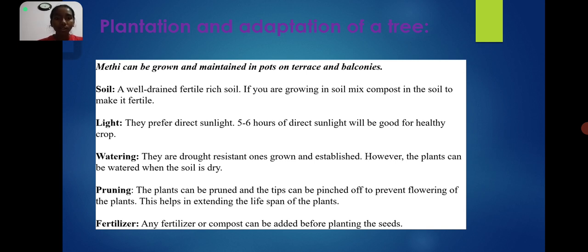Watering. They are drought resistant once grown and established. However, the plants can be watered when the soil is dry. Pruning. The plants can be pruned and the tips can be pinched off to prevent the flowering of the plants. This helps in extending the lifespan of the plants. Fertilizer. Any fertilizer or compost can be added before planting the seed.